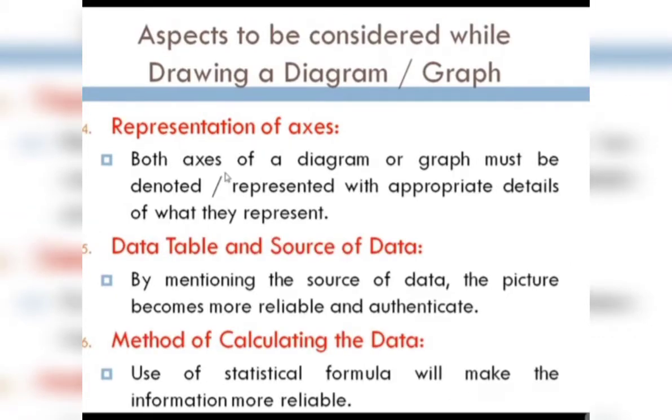After that you can see, that is the fourth point on your screen, that representation of the axis is a must. Both the axes of a diagram or the graph must be denoted, represented with the appropriate details of what they represent. So both the axes are which one? That is the x-axis and the y-axis.